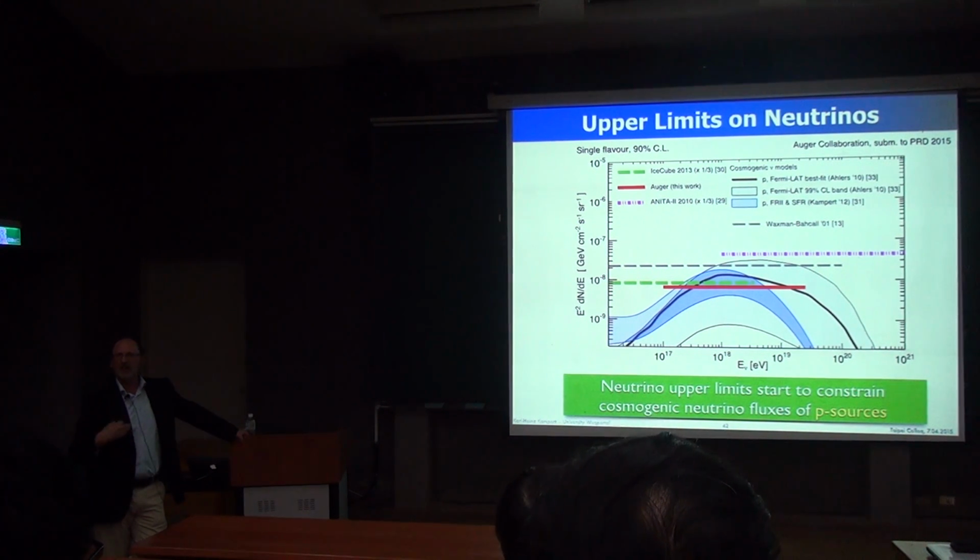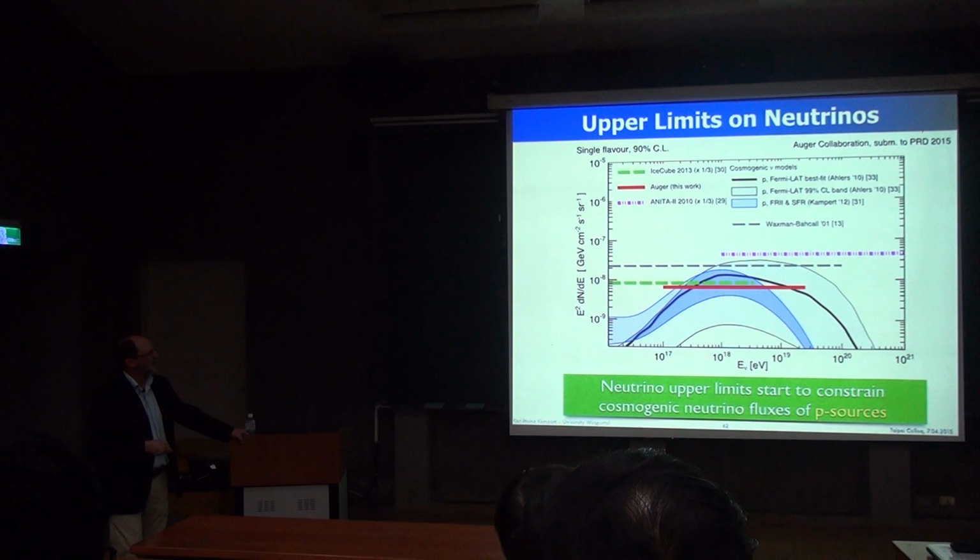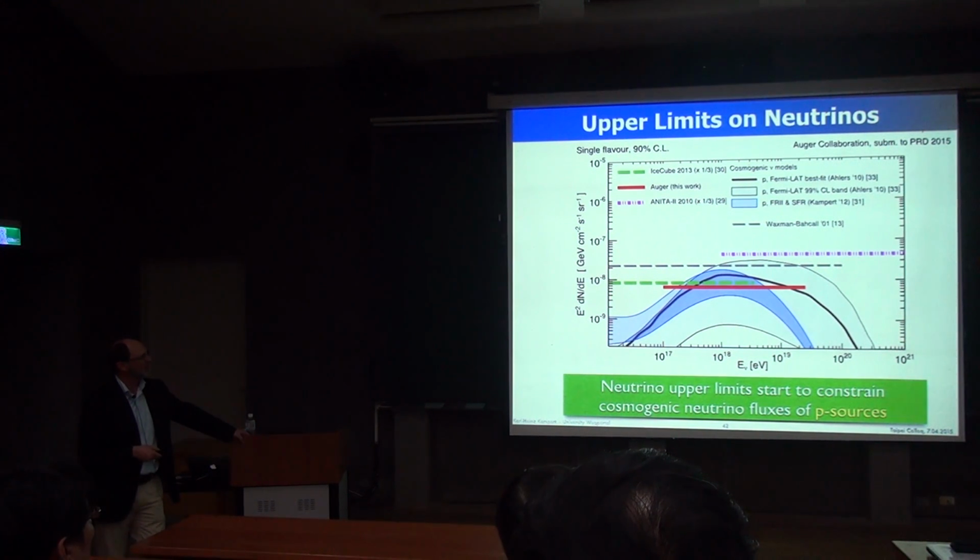So if the GZK effect were responsible for the suppression, you need to see these neutrinos or photons at some point. Still, we don't exclude the entire range here, but we are now there and constraining more and more. And it would get more difficult if, instead of proton sources, there were ion sources.